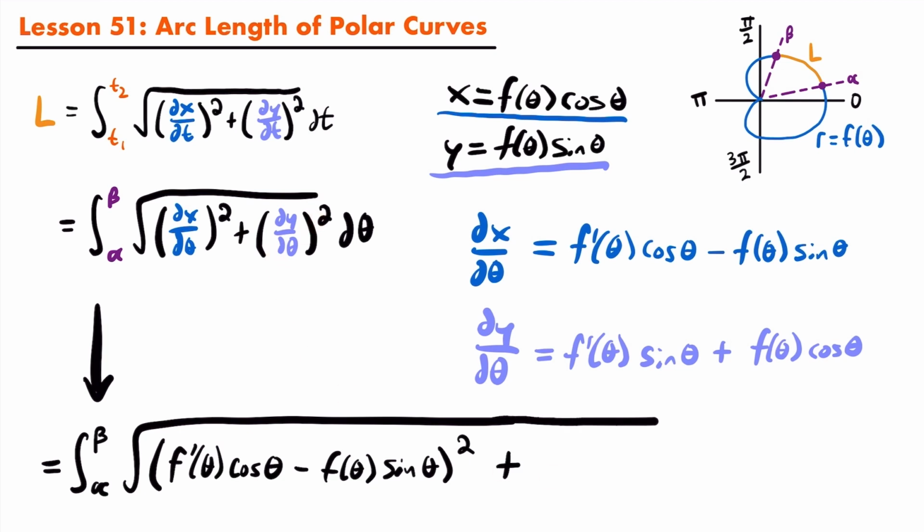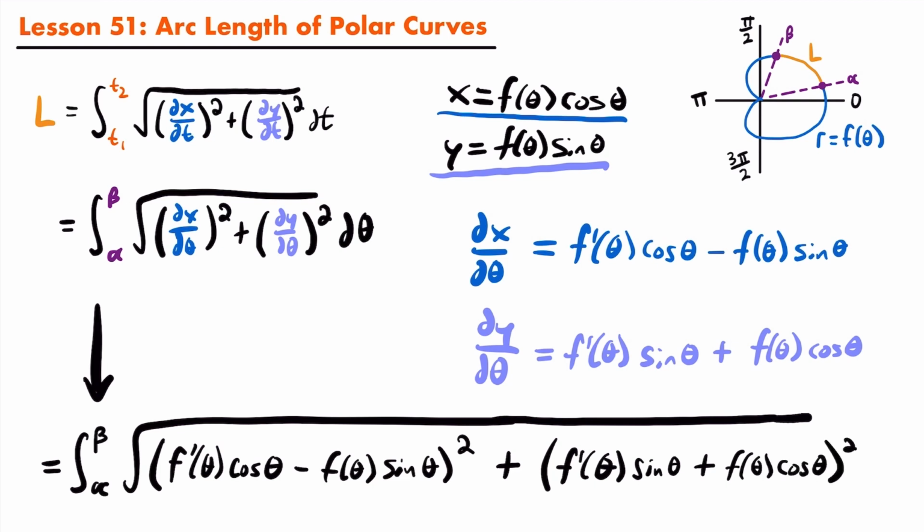So let's make this square root bigger. And then we will have (dy/dθ) squared. So let's put this expression right here. We'll have f prime of theta times sine theta plus f of theta times cosine theta, squared, and then don't forget dθ. All right, and so now we have (dx/dθ) squared plus (dy/dθ) squared, dθ.